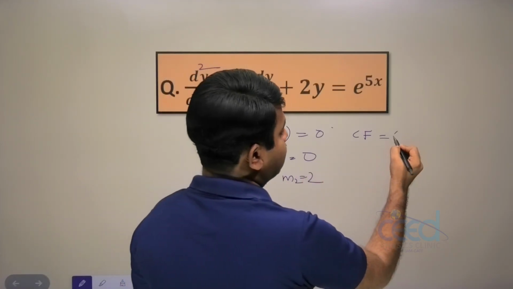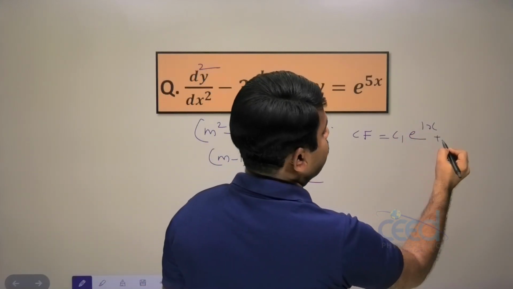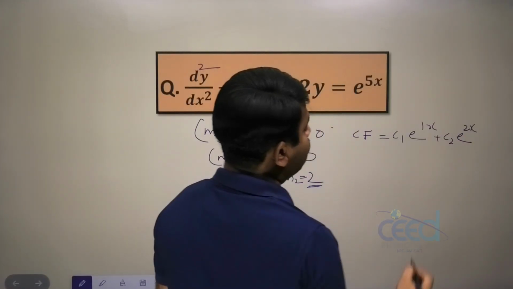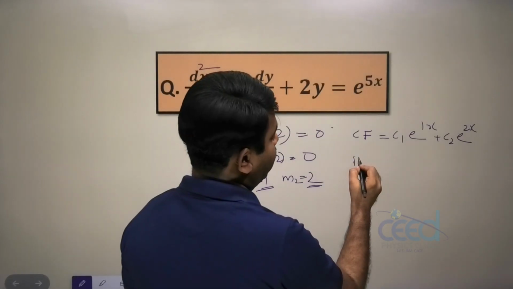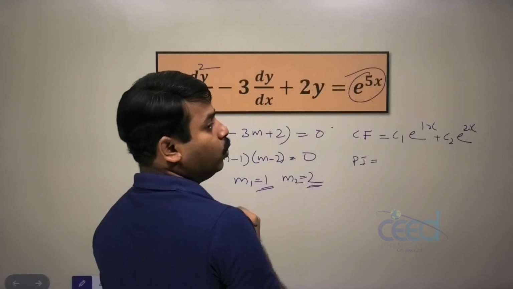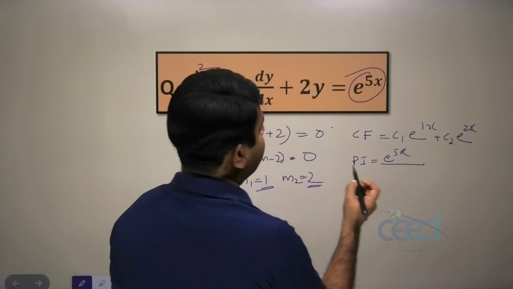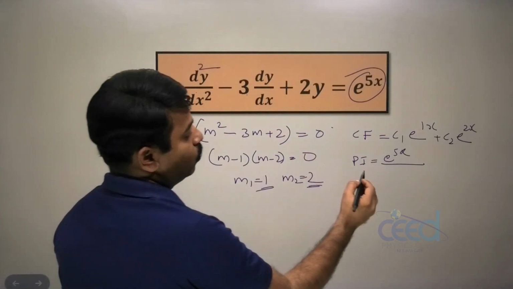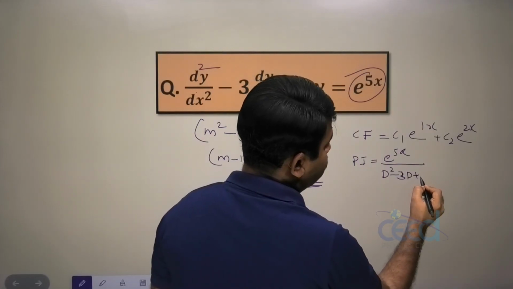Different solution. Then c1 e raised to m1x, that is 1x, plus c2 e raised to m2x, that is 2x. Now next is finding the particular integral. What is q of x? It is e raised to 5x, divided by D square minus 3D plus 2.